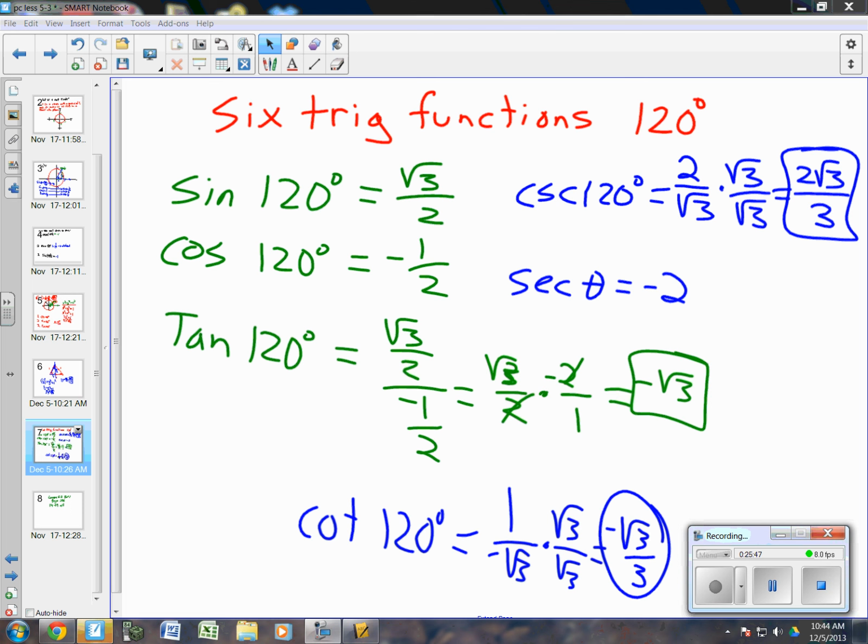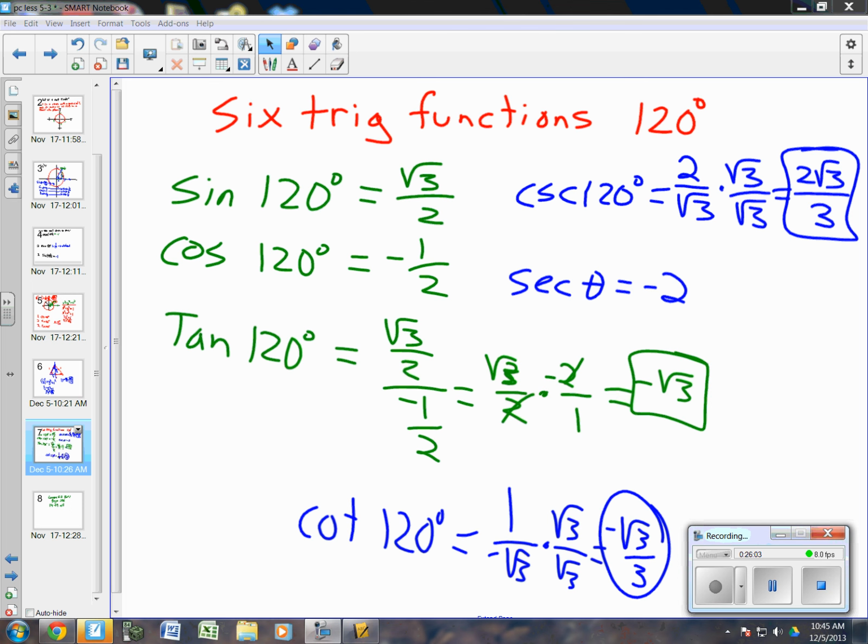You guys, cotangent you could have gotten by going negative 1/2 over square root of 3 over 2, but it's easier just to take the tangent, which was negative square root of 3, and flip it over. You know how you put the negative on the square root of 3 on the bottom? It doesn't matter. It's actually on the bottom.